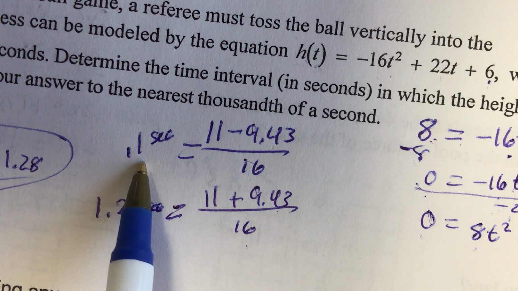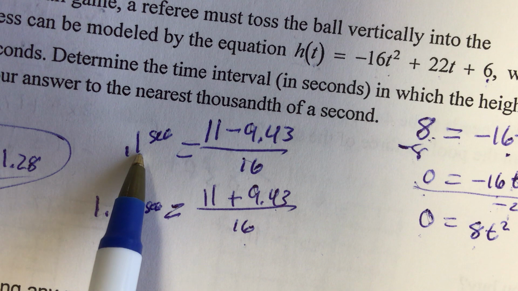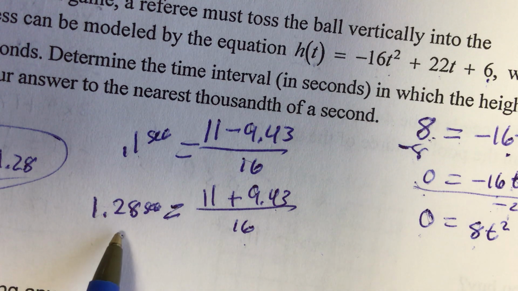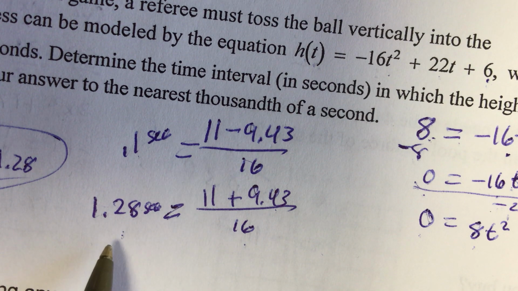That's just 0.1 second. That's almost immediately after it leaves his hand. It's going to cross the 8 foot mark, arc up in the air, and then come back down after 1.28 seconds at the 8-foot mark also.